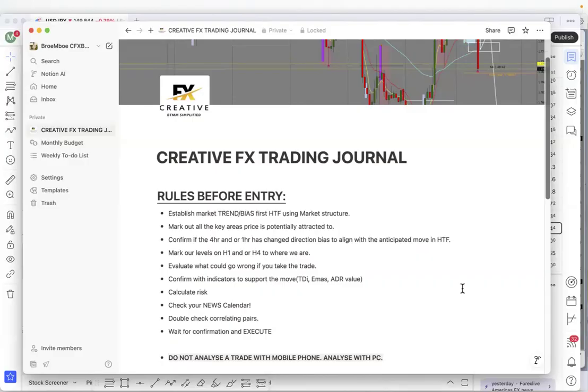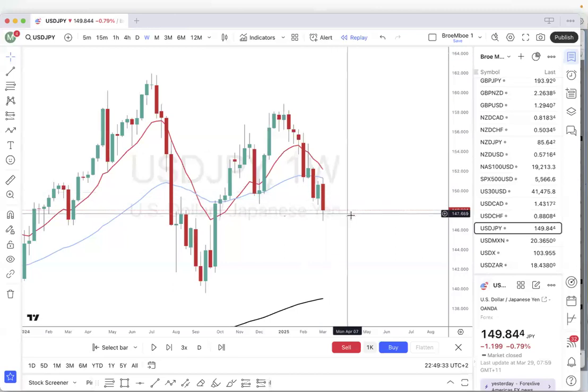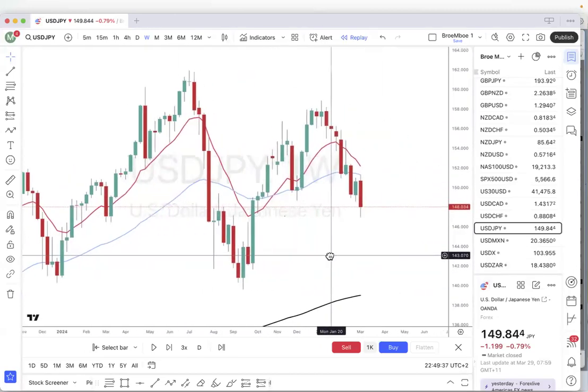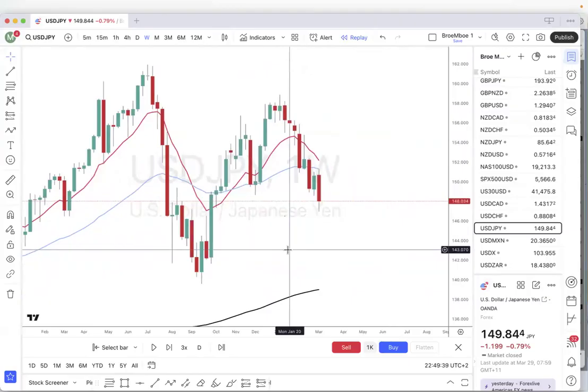But what I want to focus on is, first of all, I establish market trend or bias using market structure just to find out where we are going. And then from there, I mark out the key areas that price is potentially attracted to. What it simply means is where in this area can price go to next? And where is it coming from?